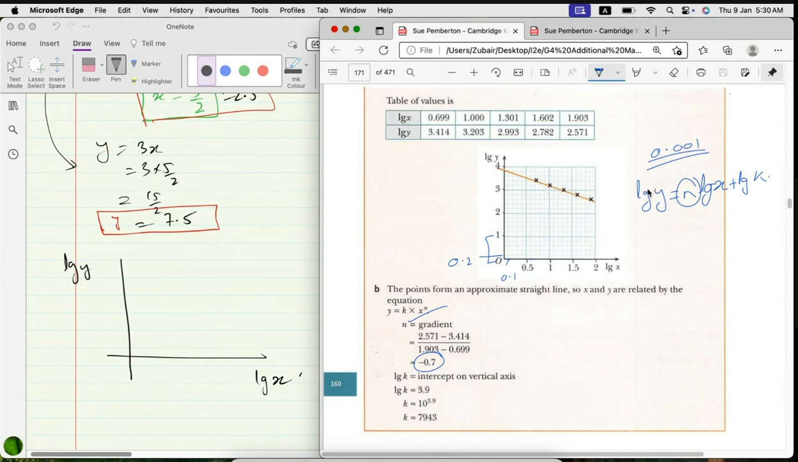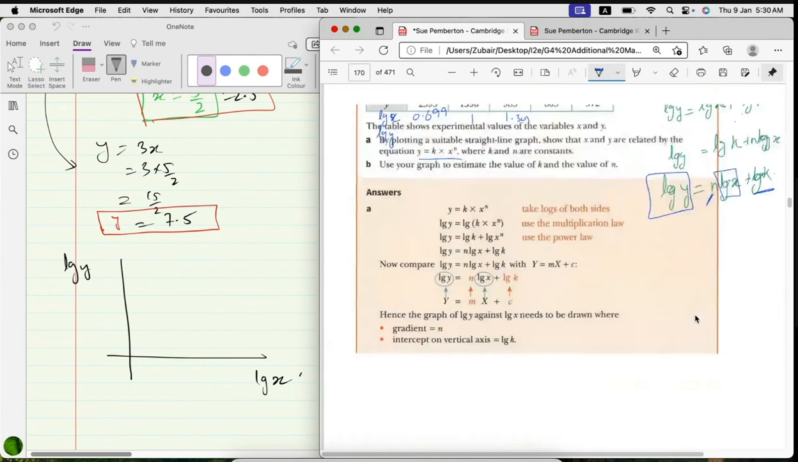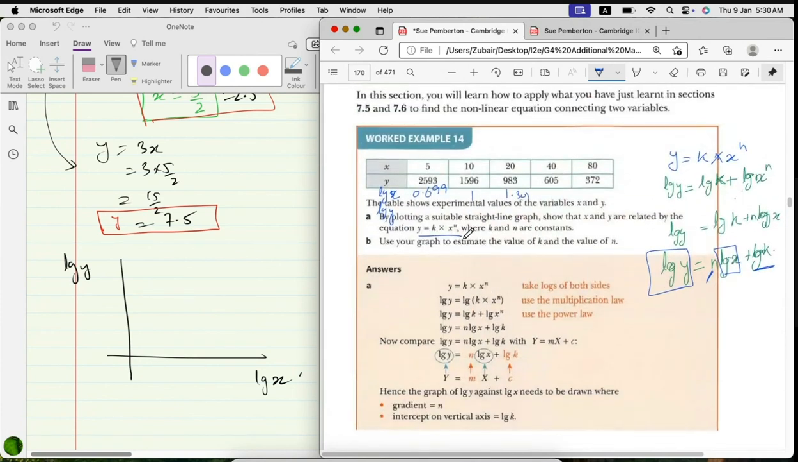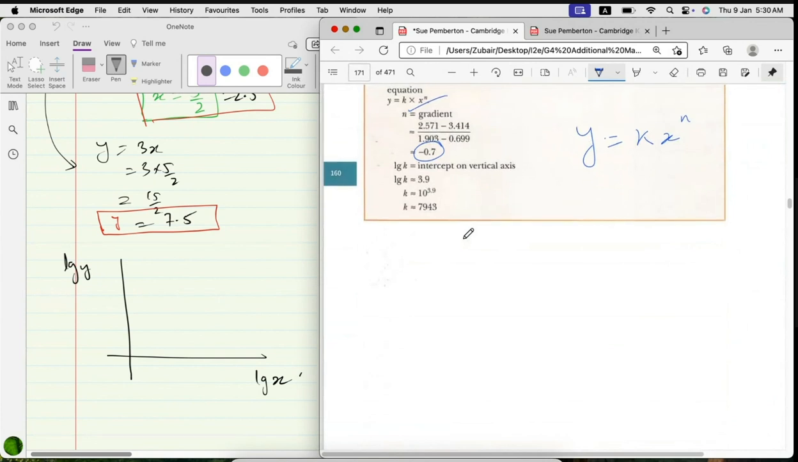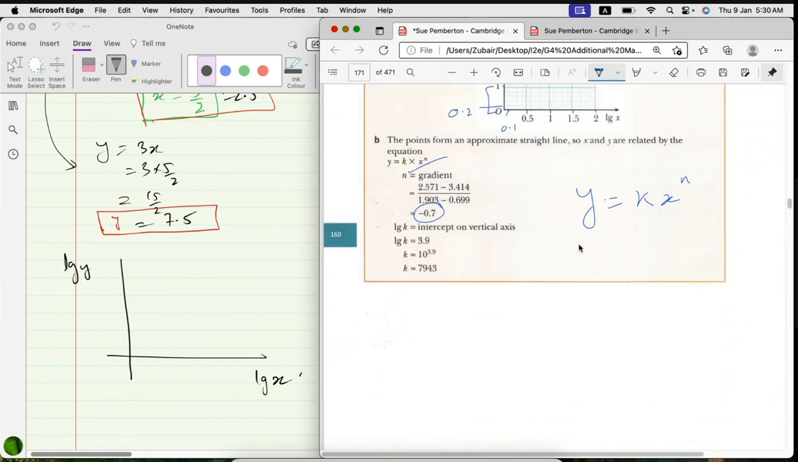So now we do have both of them, and the equation was y equals k x raised to power n. y equals k x raised to power n. So k is now just 7943, so y equals 7943 times x raised to the power minus 0.7. So we get the nonlinear equation.